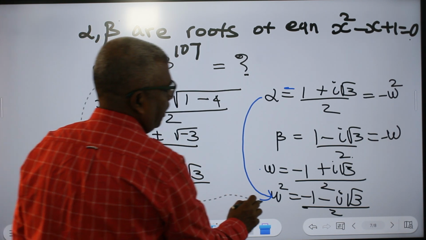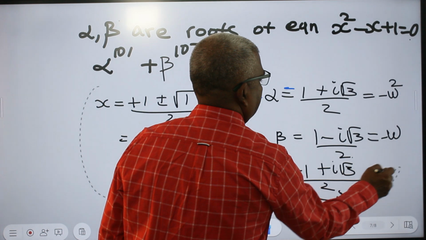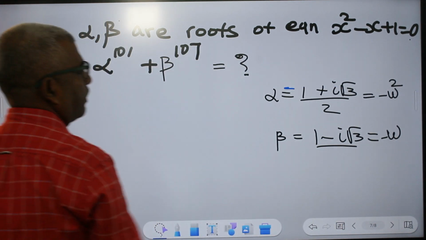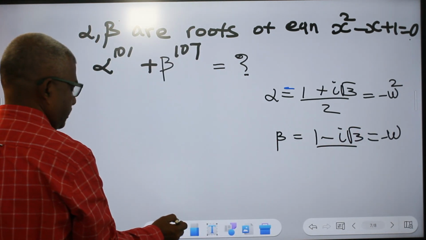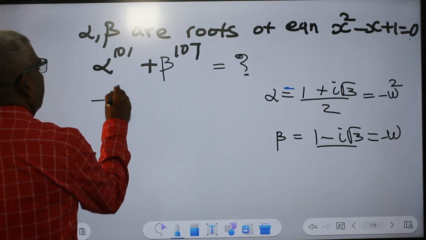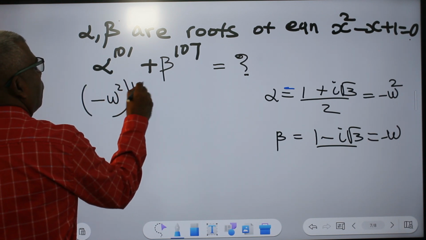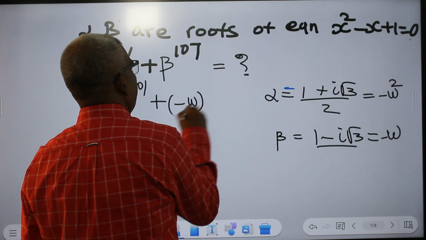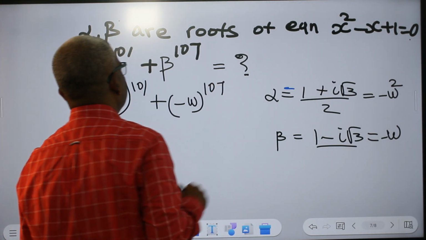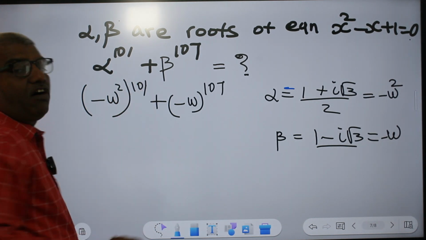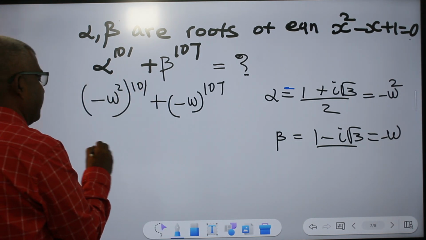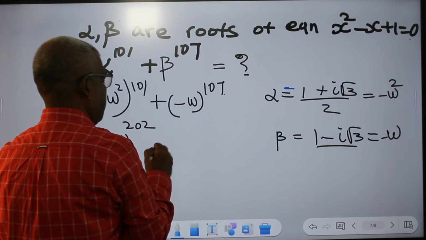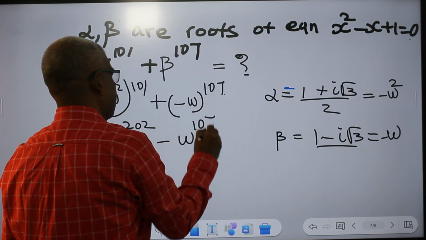They are asking alpha power 101. Alpha power 101 means minus omega squared, power 101, plus beta, which is minus omega, power 107. This is an odd number, so the minus sign stays, it will be minus omega power 202. Odd number, so it will be minus omega power 107.